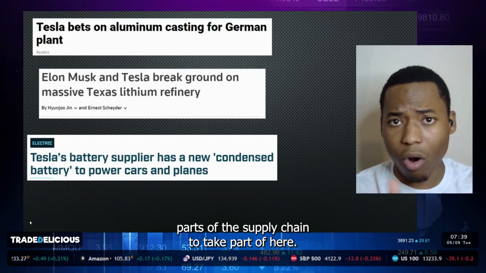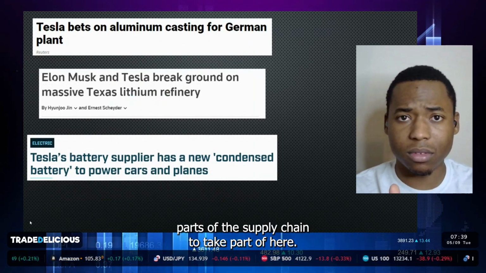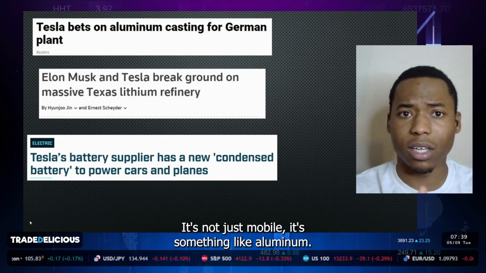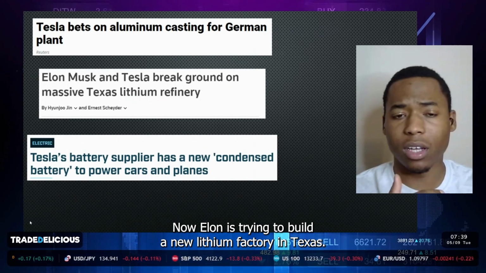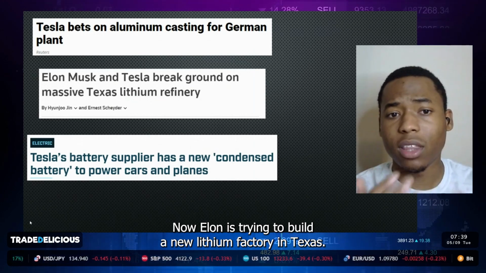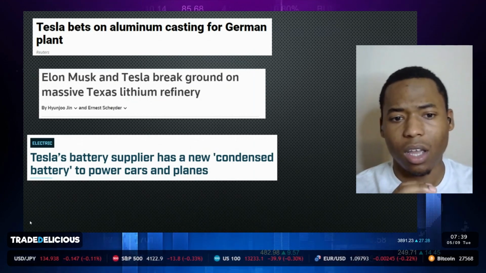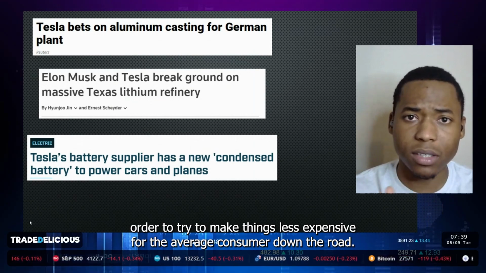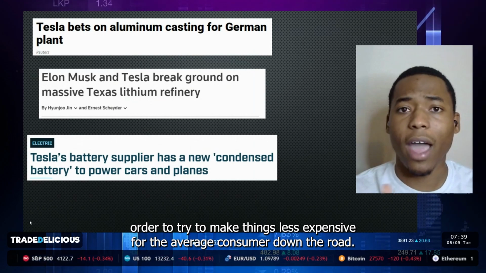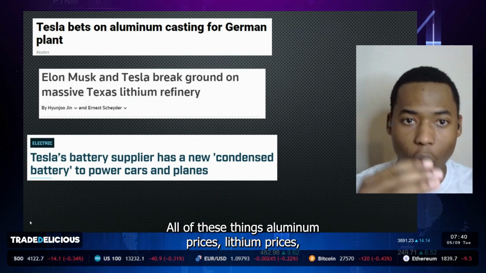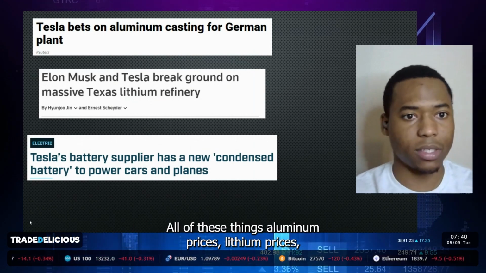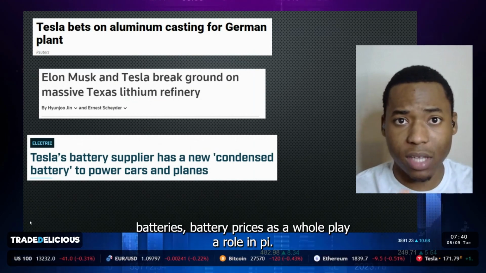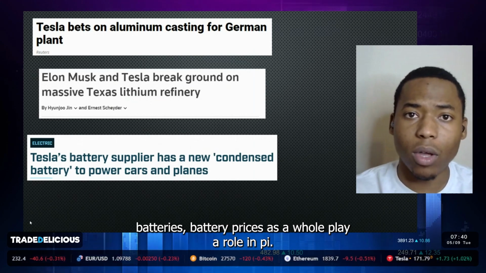And there are several parts of the supply chain to take part of here. It's not just cobalt; it's something like aluminum. Now Elon is trying to build a new lithium factory in Texas. There are also different types of innovation that we're looking at in order to try to make things less expensive for the average consumer down the road. All of these things, aluminum prices, lithium prices, battery prices as a whole, play a role in PPI.